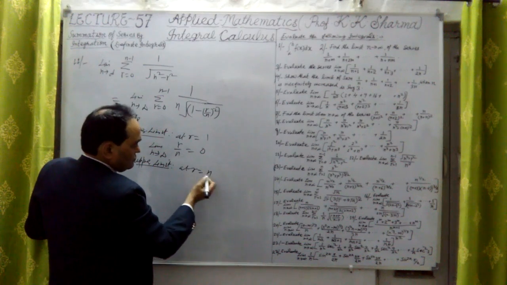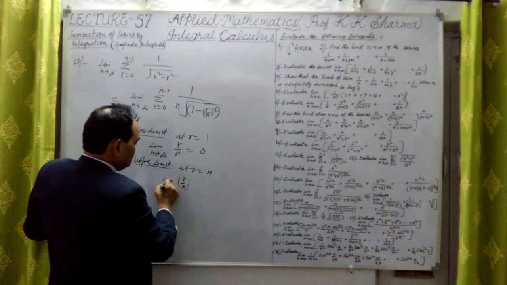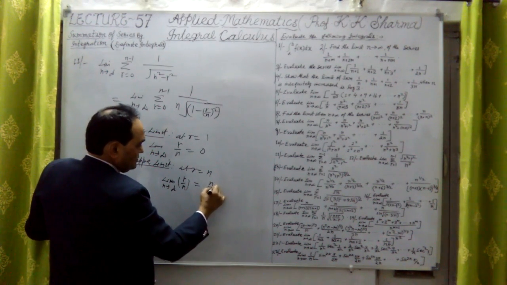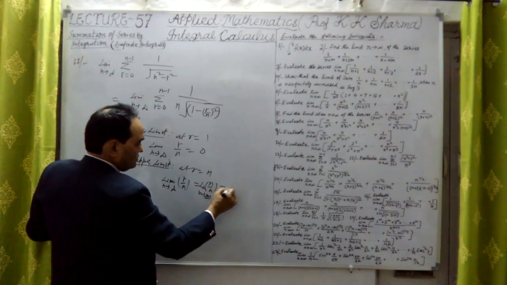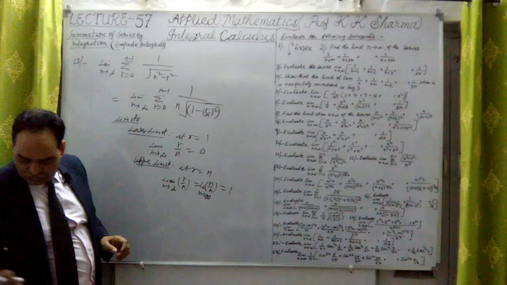At r equal to n, the limit of r upon n as n tends to infinity will be n upon n, which is equal to 1, because n upon n is 1. That is the question here.